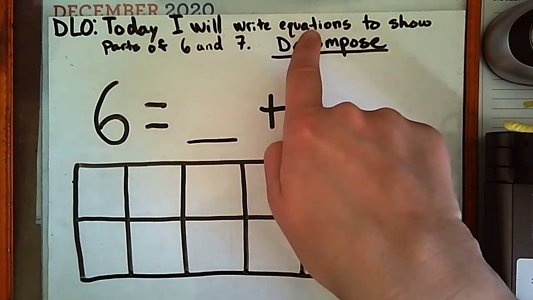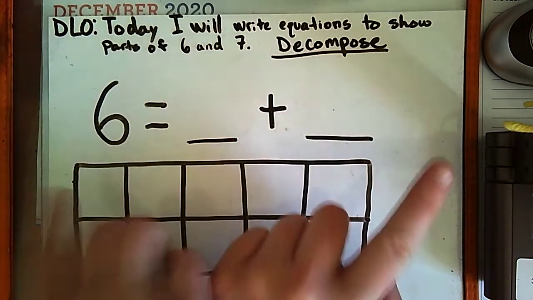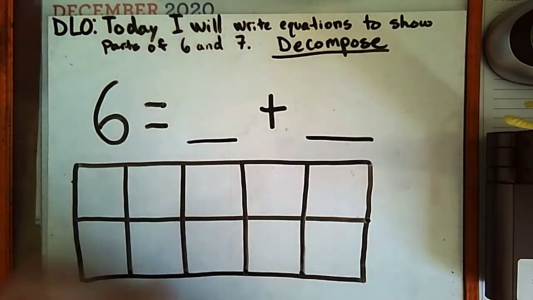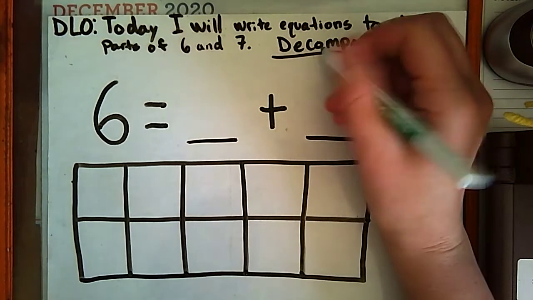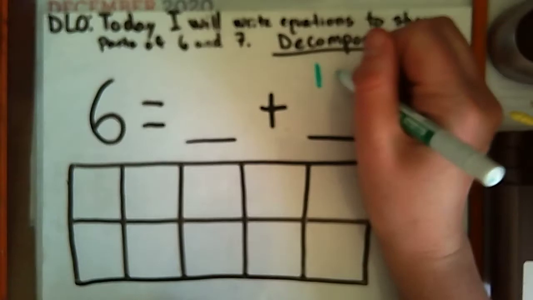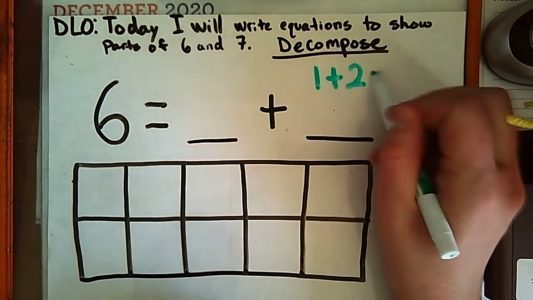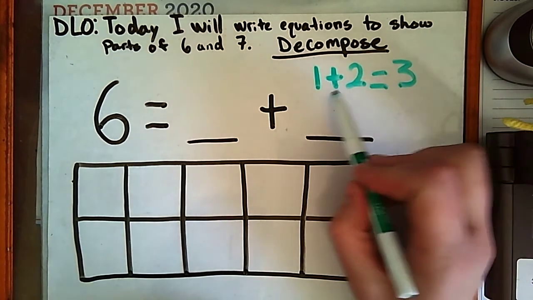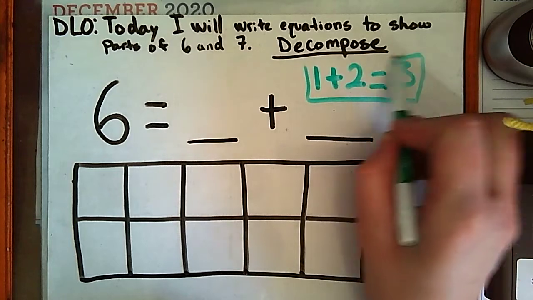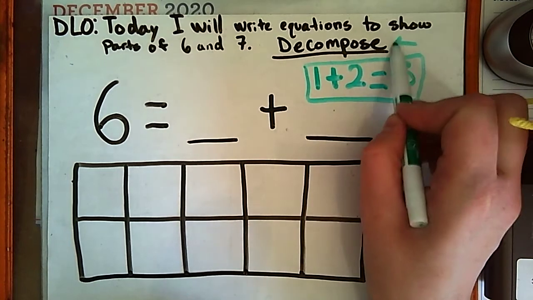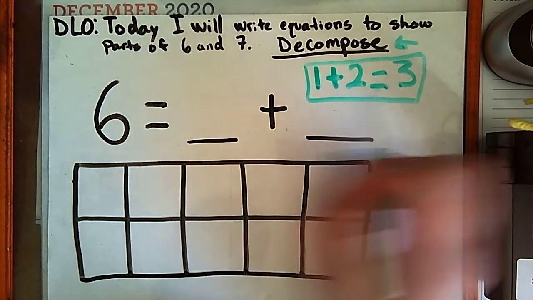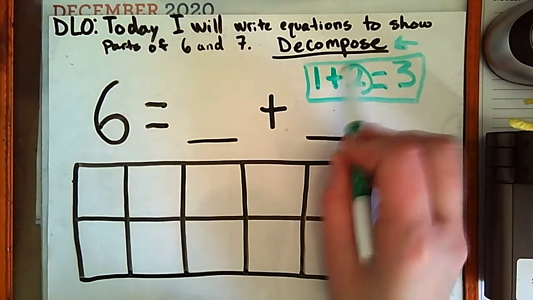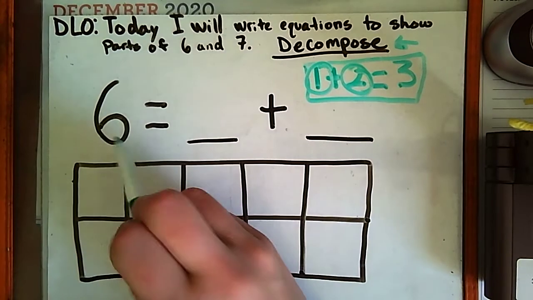When we write these equations, they're backwards. When we normally write an equation, we would write, let me do that in a different color, a number like 1 plus 2 equals 3. So this is how we would normally write an equation, but when we're decomposing, we have the equal sign at the beginning because it's going to show us the two different parts of that number.